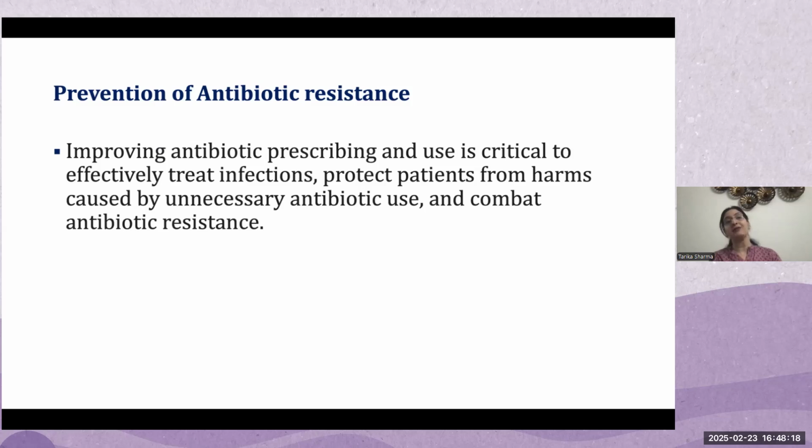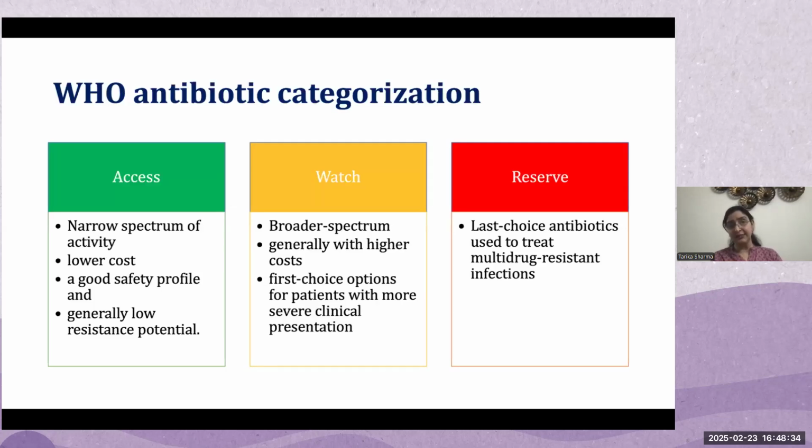But the main thing is we have to prevent any kind of antibiotic resistance. So that will be improving antibiotic prescribing and use, which is effective for treating the infections. And also we have to see that we are combating antibiotic resistance, for which the WHO has given categories of antibiotics. This categorization is based on traffic signals. Like in traffic signals, we have the green light, yellow or orange light, and the red light. Same way, the WHO has given 3 color codings in the categorization of antibiotics.